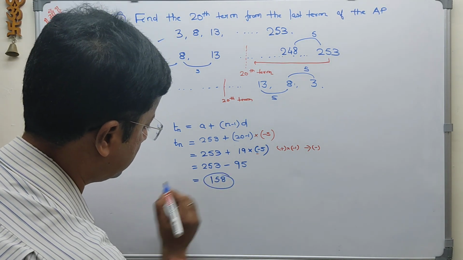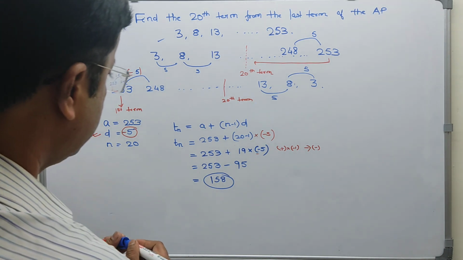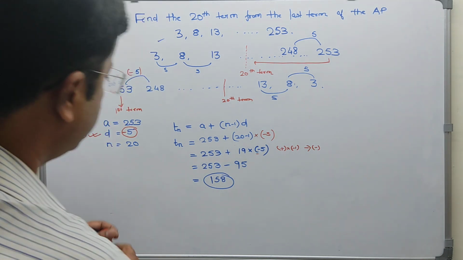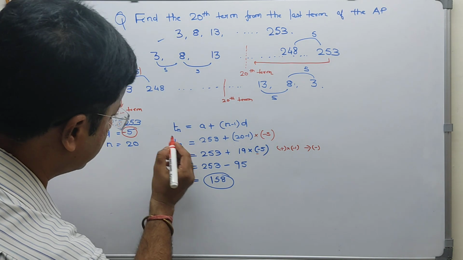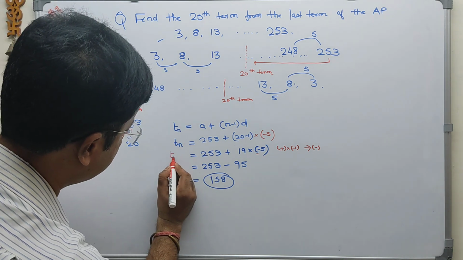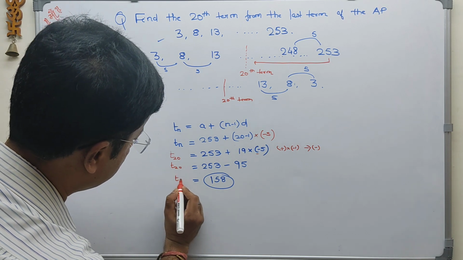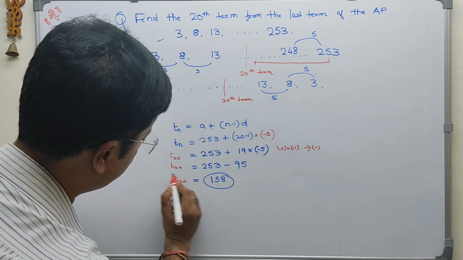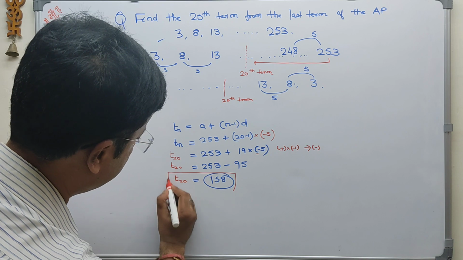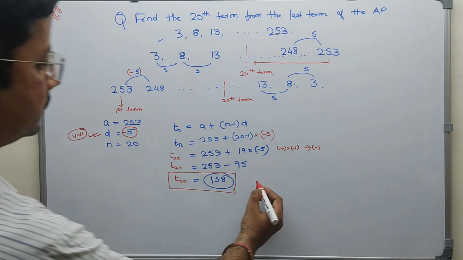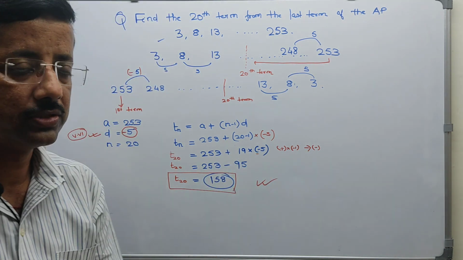118. So instead of writing t28, we have written tn, but in place of n we can write t28, because we are finding the 28th term. So t28 equals 118. I hope it's very clear.